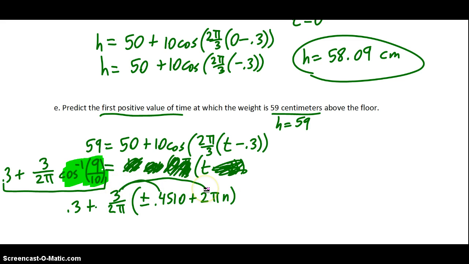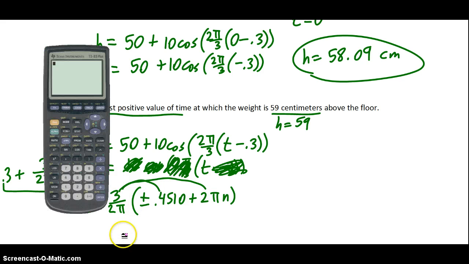Let's make this simpler, okay? 0.3 plus, we're going to distribute the 3 over 2 pi. So I'm going to go to my calculator. This is where you have to be careful, alright? 3 over 2 pi. Your calculator is only as smart as order of operations. If you just type 2 pi right now, it's going to take 3 divided by 2 times pi, and that's not what you want. We want the whole 2 pi to be on the bottom, so you have to use parentheses here. That way it knows to multiply 2 pi first, and then take 3 divided by that.